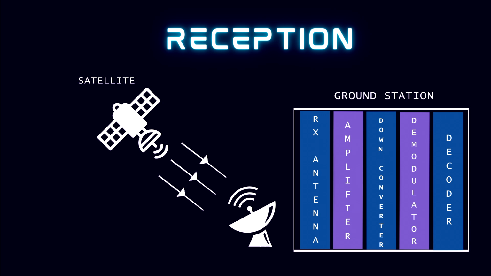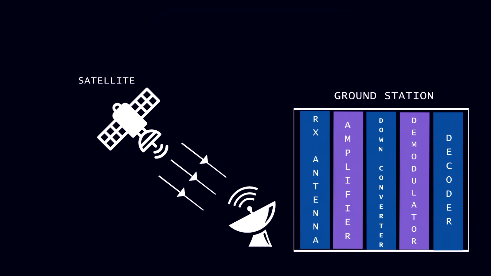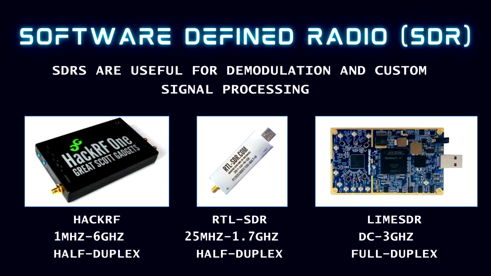And this is a reception case scenario, which I just described. And whenever you're receiving any kind of satellite signals transmission, I would recommend getting a software-defined radio. And the SDR you want to get depends on the application itself. You could get something that's very cheap and reliable, such as the RTL SDR. It's half duplex and operates on the 25 megahertz to 1.7 gigahertz frequency range. However, there are more robust options that are accessible, such as Lime SDR and HackRF.